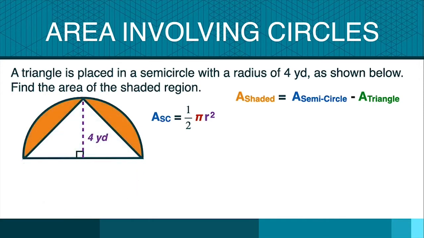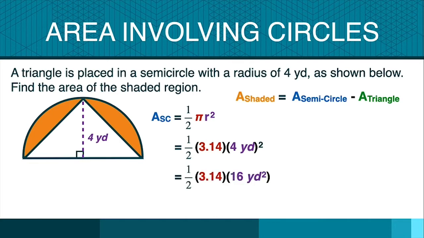Looking carefully, the height of the triangle is the same as the radius of the circle. So the radius is 4 yards. Substitute 4 for the radius and 3.14 for pi to get area equals 3.14 times 4 squared divided by 2. Follow the order of operations to get an area of 25 and 12/100 square yards.